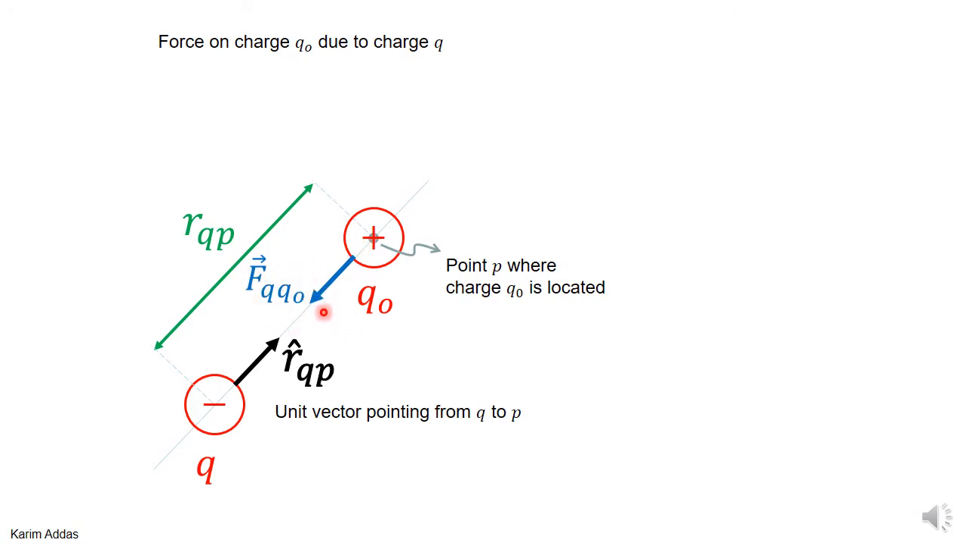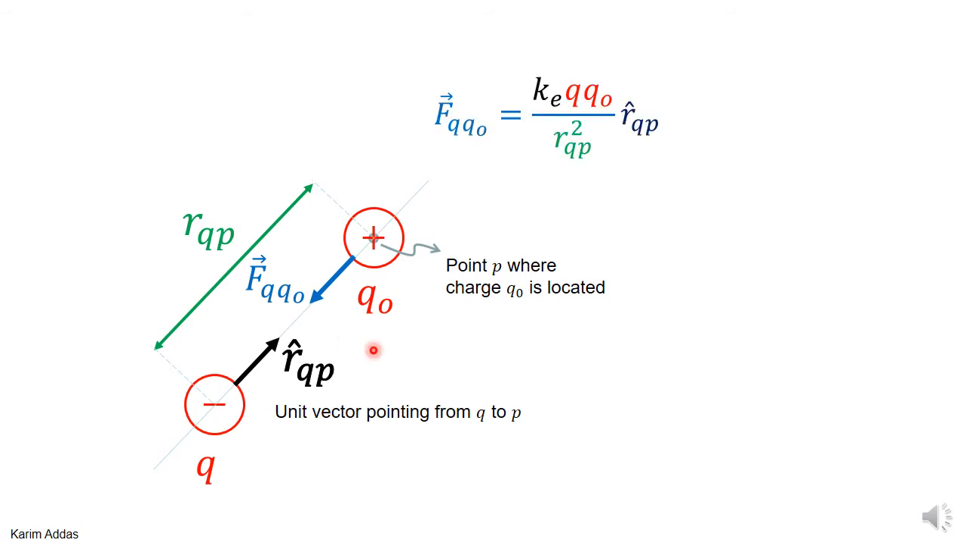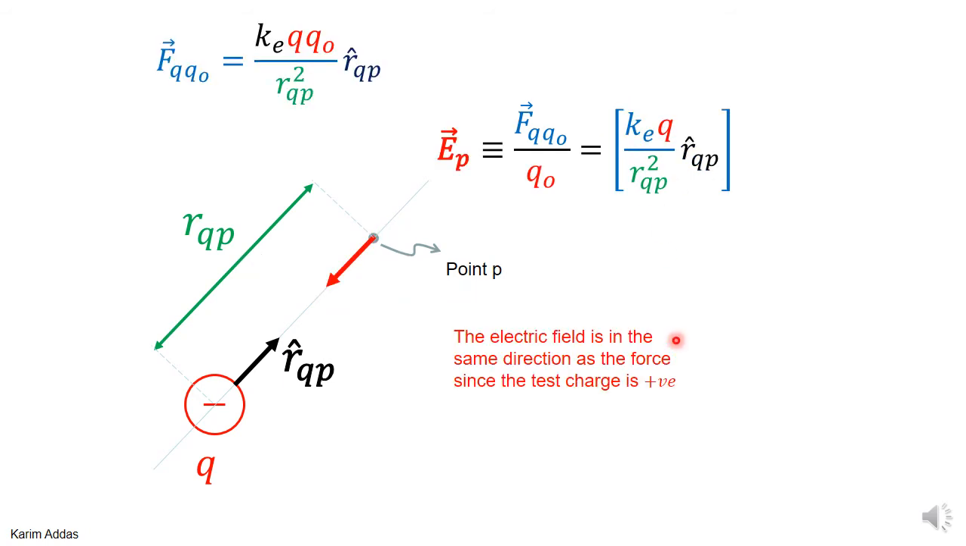And we can write the force as a vector, the same way we did before. The force on Q node due to charge Q is KEQ Q node over r squared r hat, and Q and Q node have to be put with their signs. If you want to define the electric field at point P, the definition is the force on the test charge at point P divided by the value of the test charge, Q node. So when you divide the force by Q node, the Q node goes away and you are left with KEQ over r squared r hat, which is exactly what we had before.